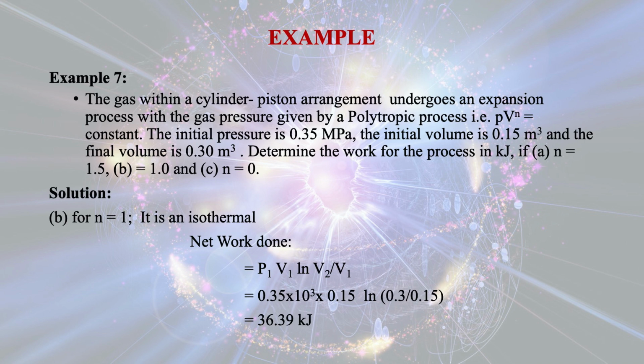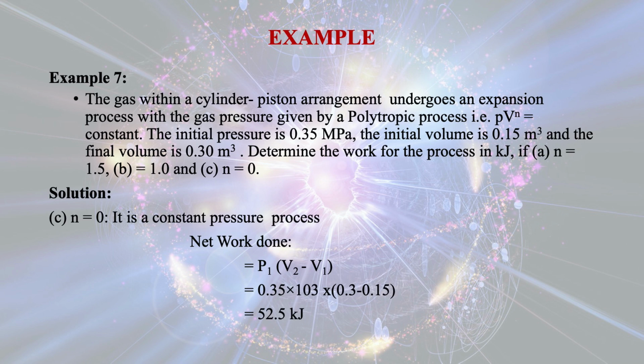For B, n is equal to 1. When you put in the polytropic process n is equal to 1, that is nothing but PV is equal to constant, that is isothermal process. For isothermal process, we know the expression for the net work done, that is P1 V1 log V2 by V1. And if you put all these values, you will get the final result for work done, that comes out to be 36.39 kilojoule.